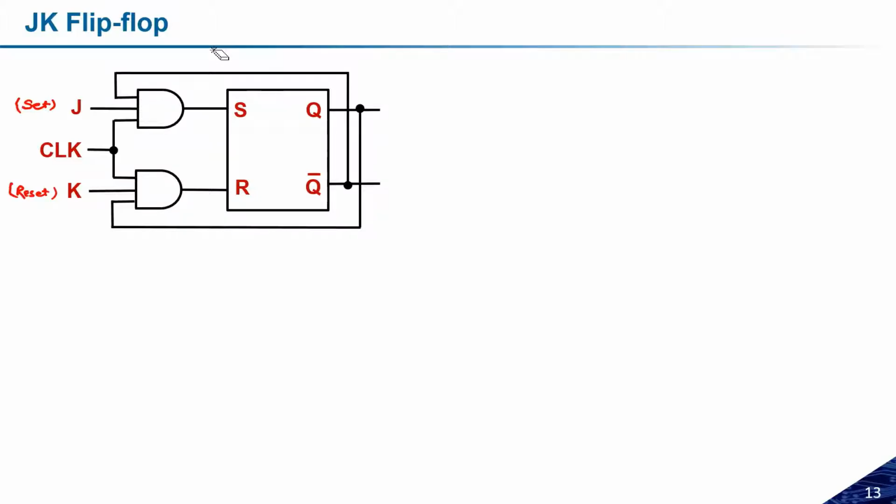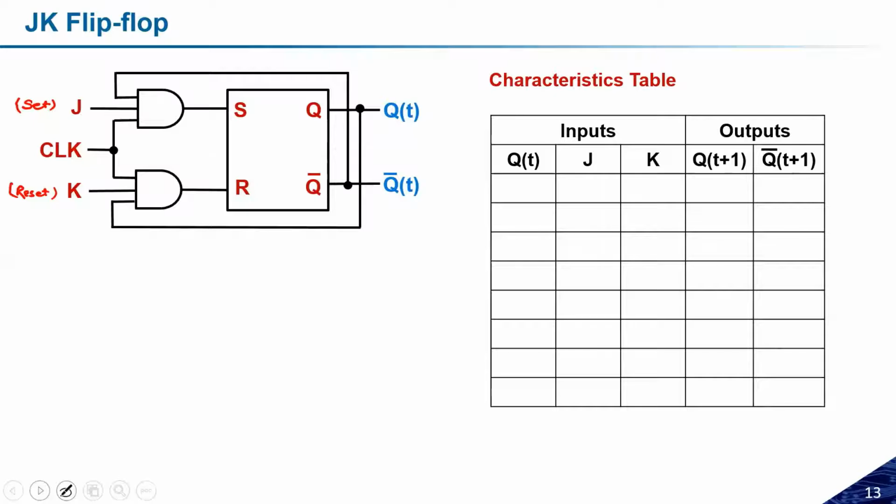Now let's see whether it is really able to avoid the forbidden state or indeterminate state. So let us try to validate it. Here we will get Q, Qt and Qt plus 1. So let us try to make the characteristics table and see how it looks.